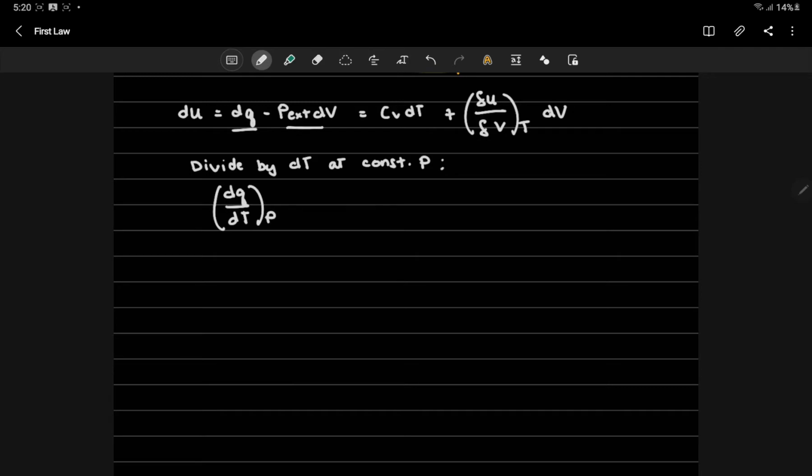Ito naman magiging minus P. Let's say the P external is just your P, and let's say it's constant, because we assume here that it's constant. So, nandyan lang siya. And then yung dV part niya, magiging dV over dT, kasi we are dividing by dT at constant pressure.